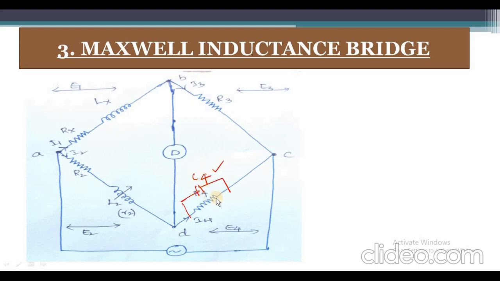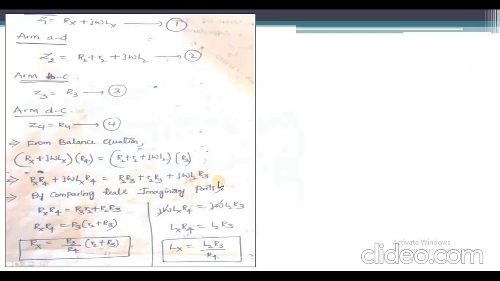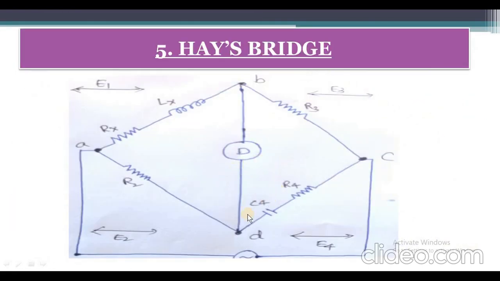Simply, if you connect this capacitor in series, we can obtain the Hayes bridge. See here guys, if you connect a simple capacitor in series, you can simply obtain the Hayes bridge. There is nothing more different between Maxwell's bridge and this Hayes bridge. Simply this C4 capacitor will be connected in series. Same thing guys, Z1 is the impedance across the arm AB, Z2 is the impedance across the arm AD. Z3 is the impedance across BC and Z4 is the impedance across CD.